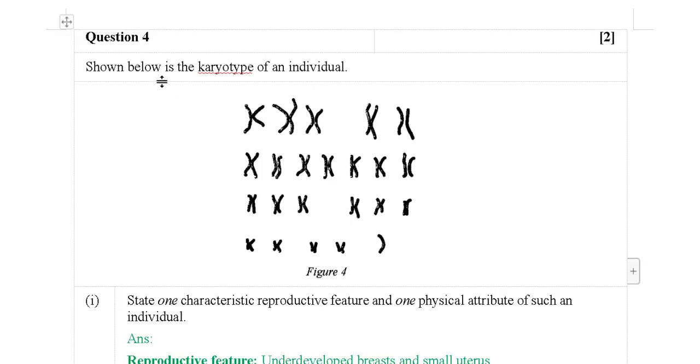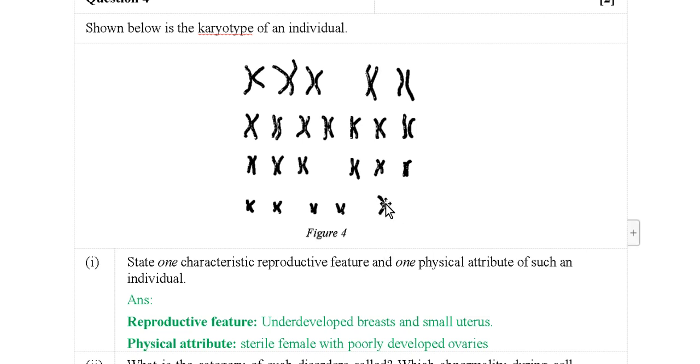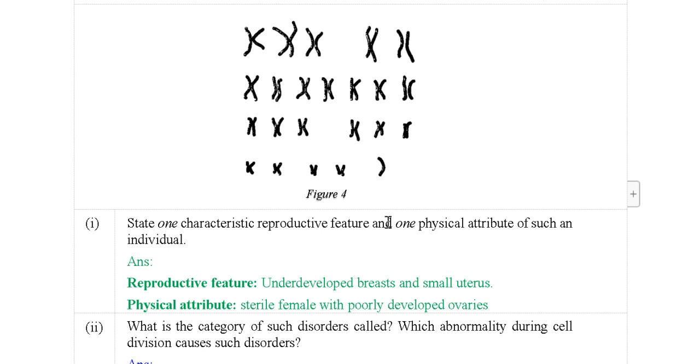Next, shown below is the karyotype of an individual. In this case, if you see 1, 2, 3, that means 23 pairs of chromosomes are showing. There is no problem up to the 22nd pair, but in the last pair, the 23rd pair, we can see it is not in diploid form, it is in haploid form. That means one chromosome is deleted from the genome. Now, by seeing this diagram, we need to focus on the question they are asking: state one characteristic reproductive feature and one physical attribute of such an individual.